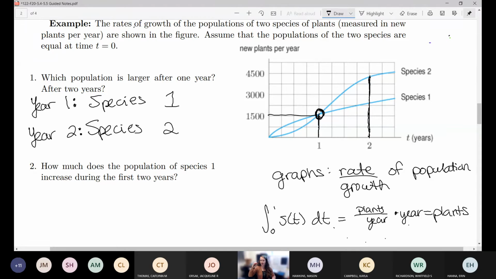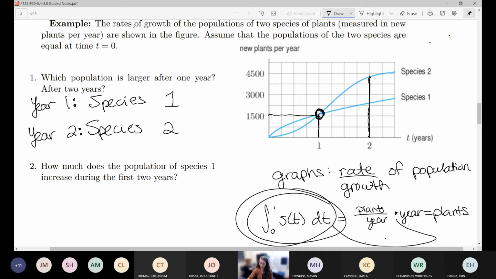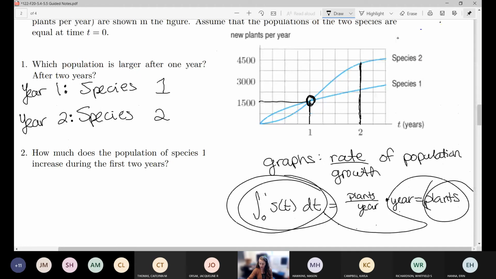Sorry, my brain broke. The question is asking us about actual population. But what the graph gives us, well, I should be careful with my wording. The blue lines that are graphed are a rate. So I don't want to look at the value of this. I want to look at the area underneath of the blue lines, because if I take an integral value, that's what actually tells me the actual amount of plants.